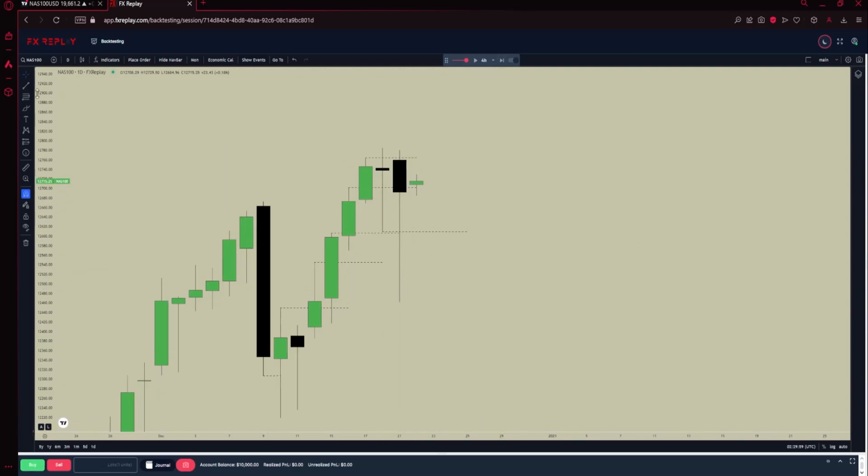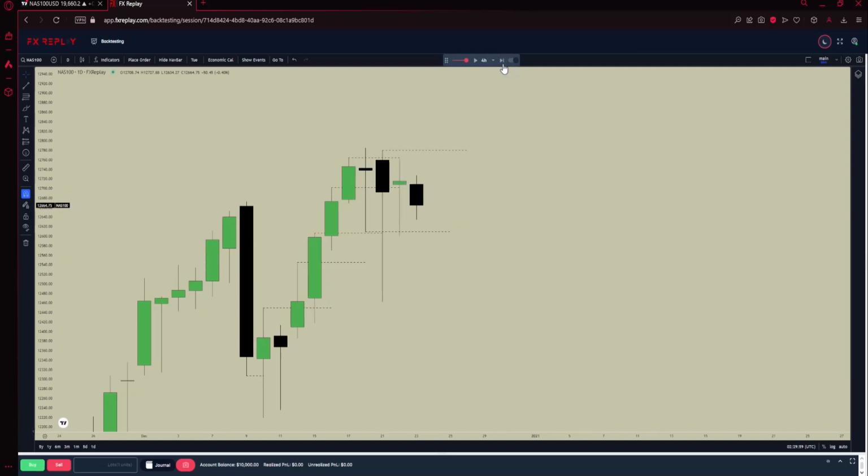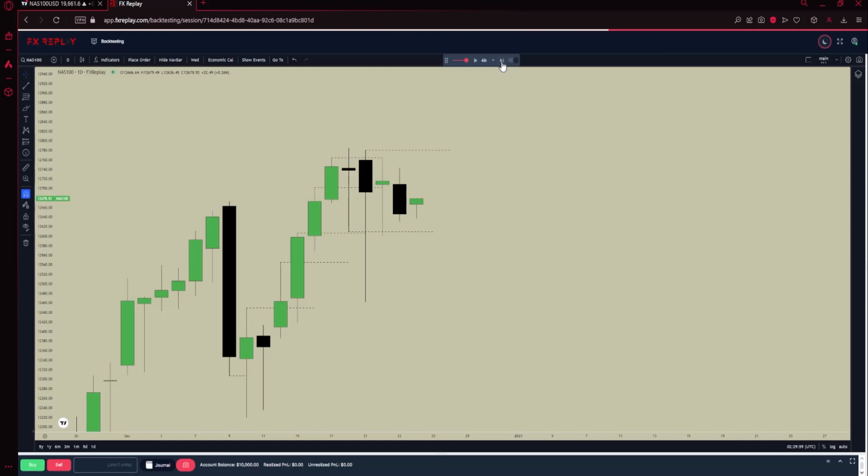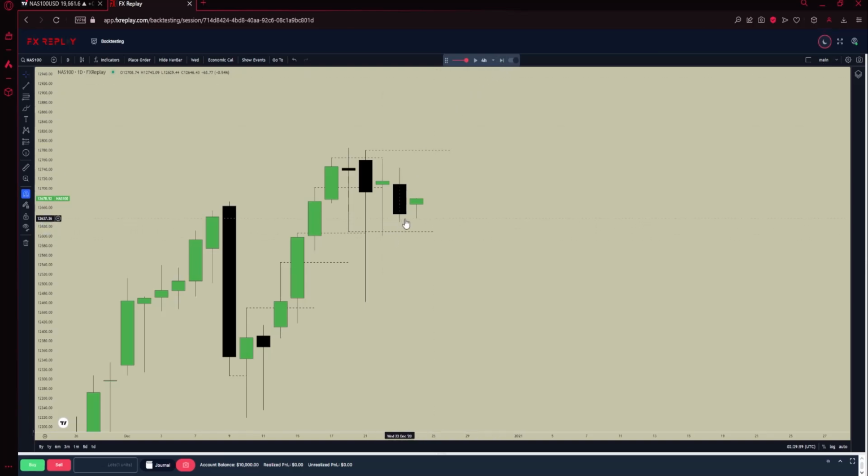Now we close with a wick. Drawn liquidity will be up here. That doesn't get hit. We have an inside candle. Our drawn liquidity is still up there. Again, an inside candle. Nothing is happening. We just have to be patient until price decides to give us a bias.